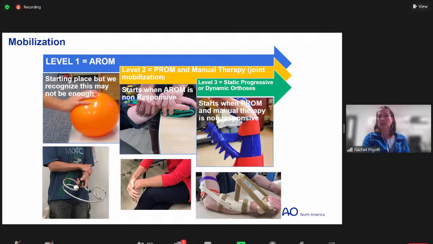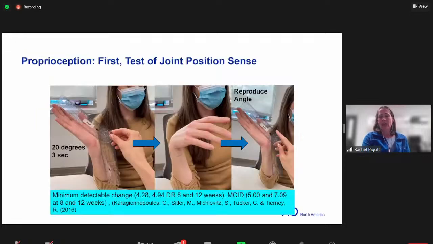You see a couple examples of static progressive orthoses here that are custom made. There's also prefabricated that your therapist might be asking for. I work on proprioception. This is a way that I really feel like I keep patients engaged because proprioception can be a lot of fun. And whenever I'm working on proprioception, I like to start with the joint position sense, which gives me a starting place of where we're at, how restricted they are with proprioception.